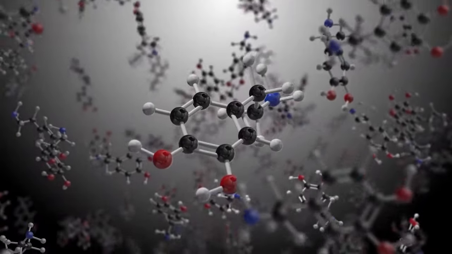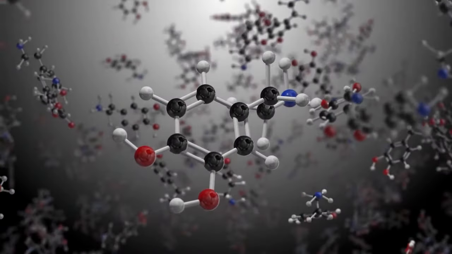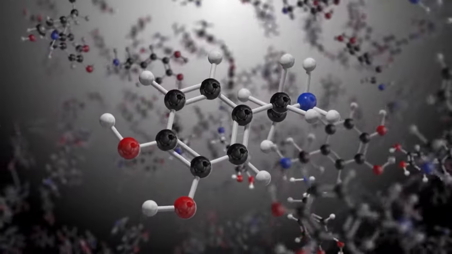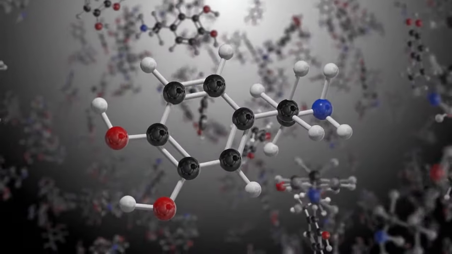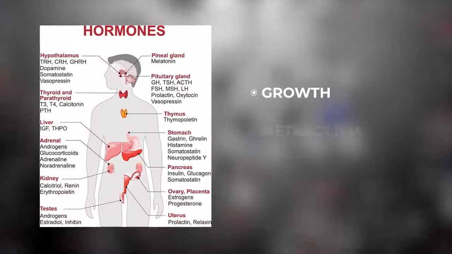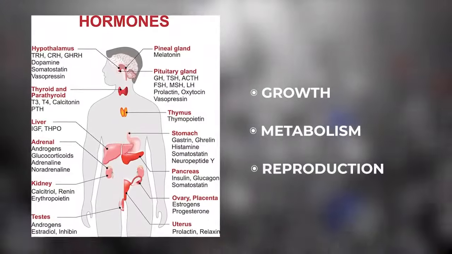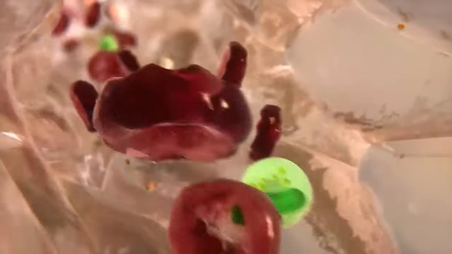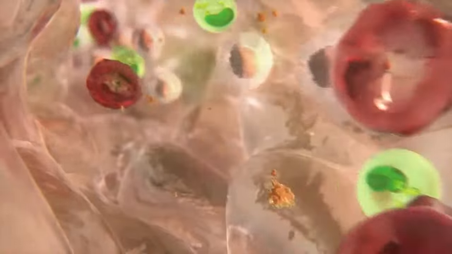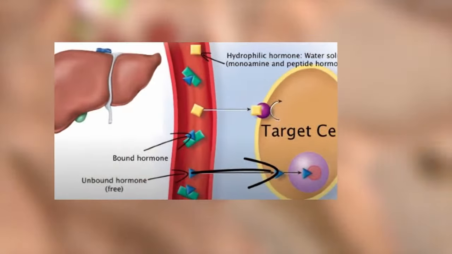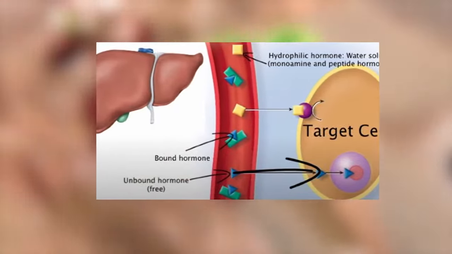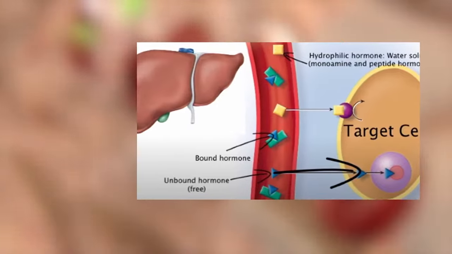All these hormones produced by the glands of the endocrine system work together in a complex network to regulate various bodily functions, including growth, metabolism, and reproduction. Hormones produced by the endocrine system travel through the bloodstream to reach their target cells or organs, where they bind to specific receptors and trigger a response.